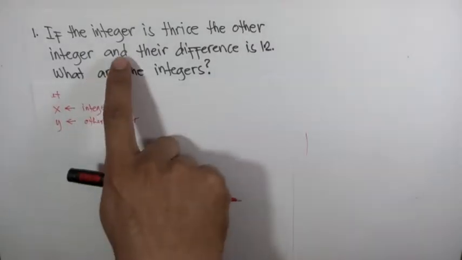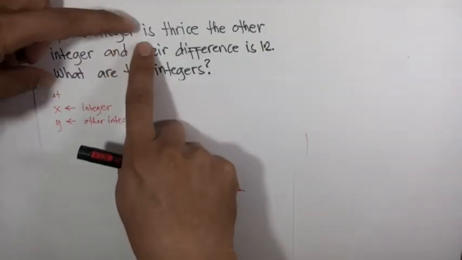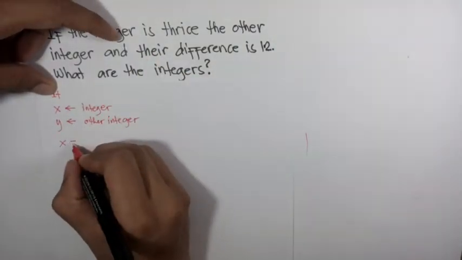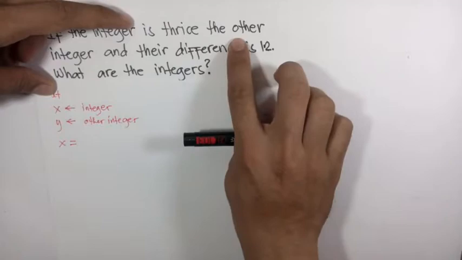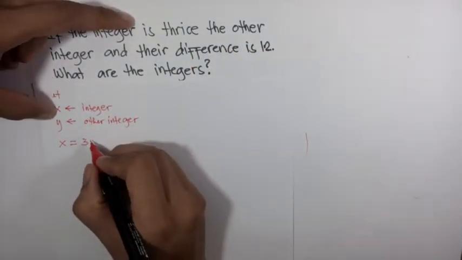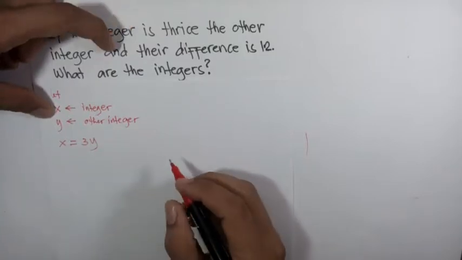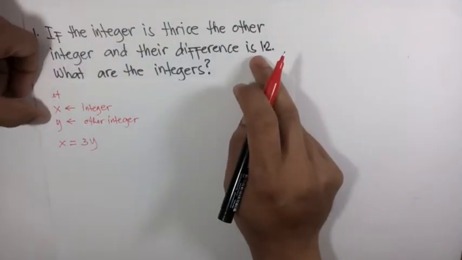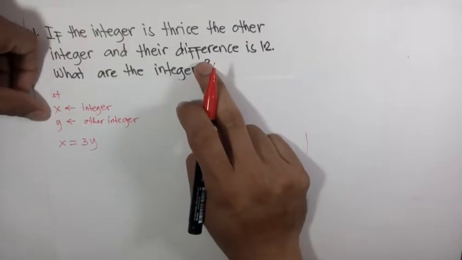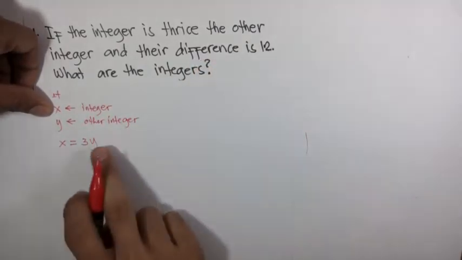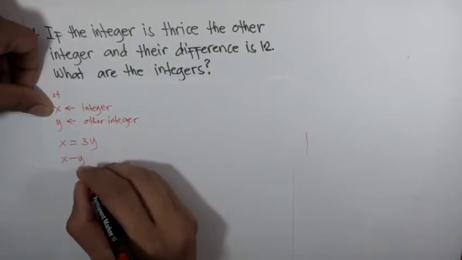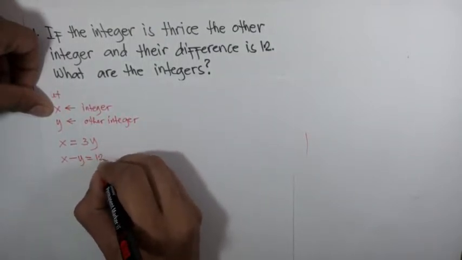Read it again. The integer is, so meaning to say the integer is x, equals thrice the other integer. So 3 times the other integer, which is y. And their difference is 12. So difference is the answer when you are going to subtract two numbers. Now, their difference, so you're talking about integer and the other integer. So x minus y equals 12.